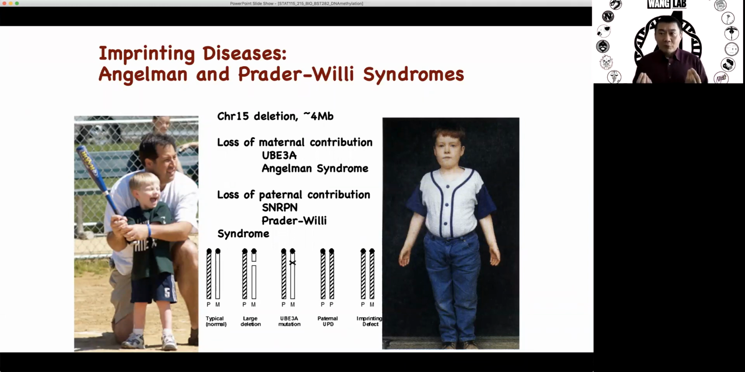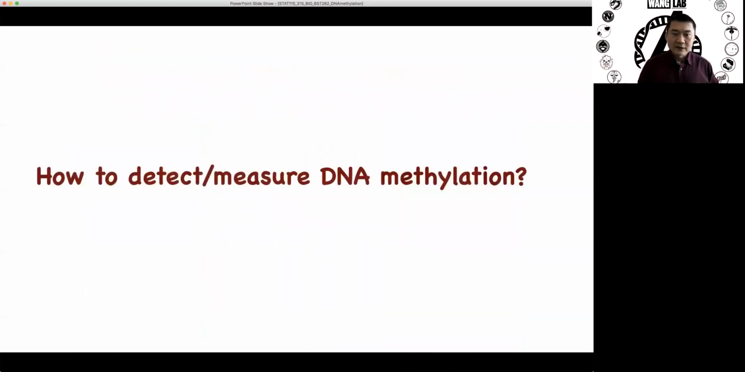Imprinting is interesting, but imprinting also tells you that we lose redundancy, right? One copy is already silenced. It takes just one more hit to render this gene useless, right? So this is why imprinted regions are enriched for human diseases. And this is also why the same deletion has very different effects depending on which chromosome it happens on, right? So this is just another anecdote relating DNA methylation with other diseases.